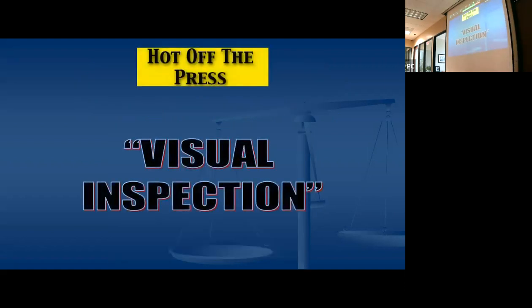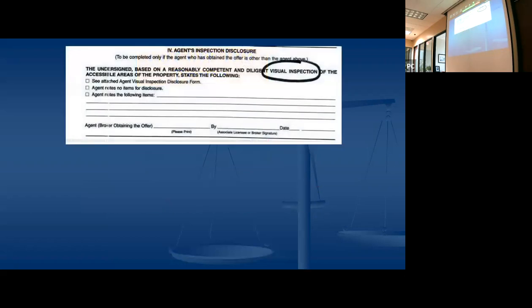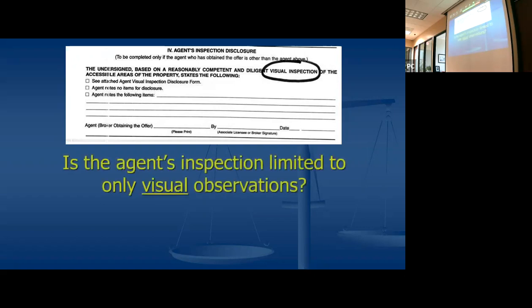So let's rapid fire go through some points on the visual inspection, assuming you all use the AVID form. Our marching orders on how to fill it out come from the TDS, or tedious form, if you want to call it that. And it says that we do a visual inspection. Well, is it limited to just visual? The answer is actually no, even though that's what it says.